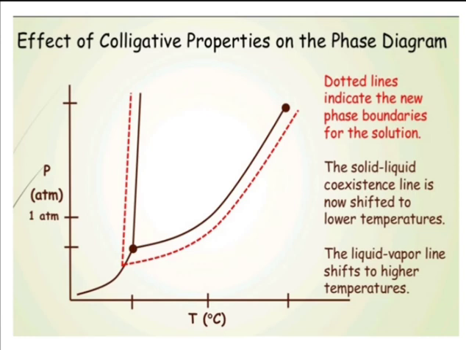Then the effect of colligative properties on the phase diagram. The dotted line shows the new phase boundaries for the solution. The solid-liquid coexistence line is now shifted to lower temperature, and the liquid-vapor line shifts to higher temperature.